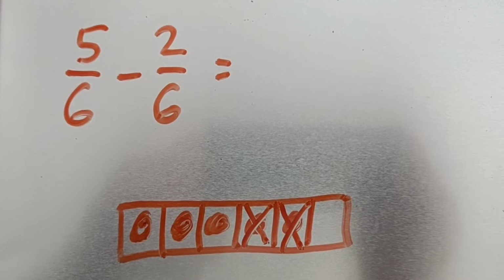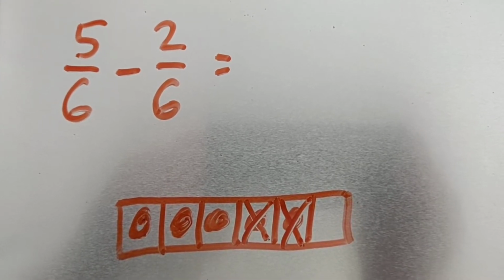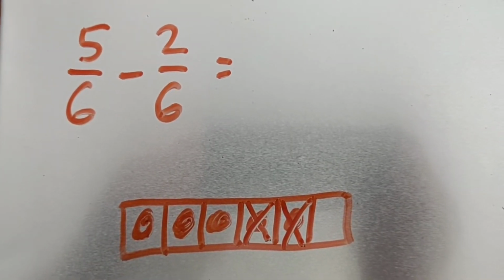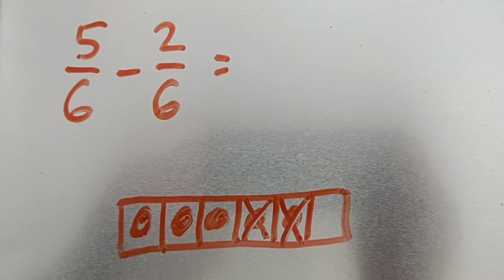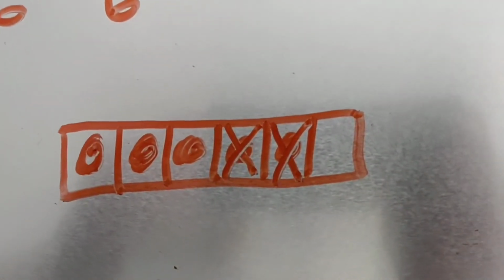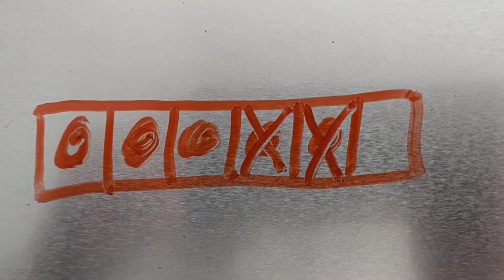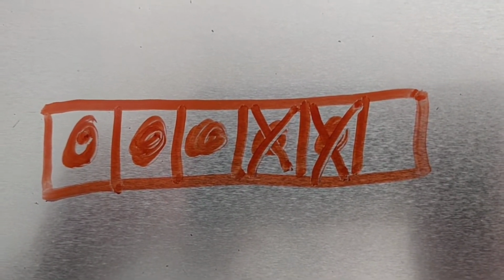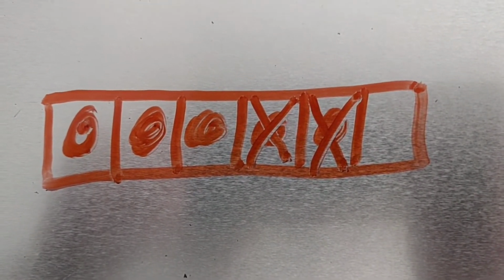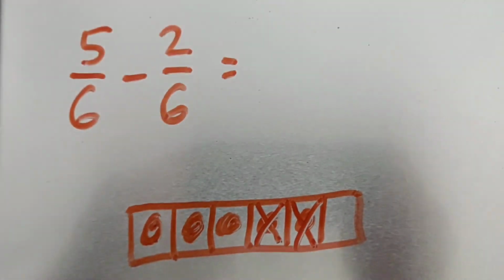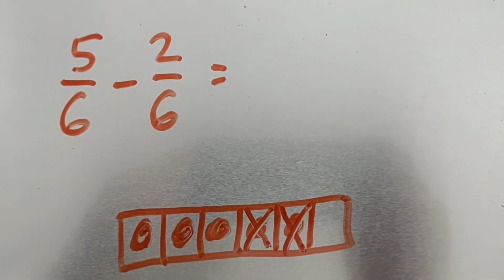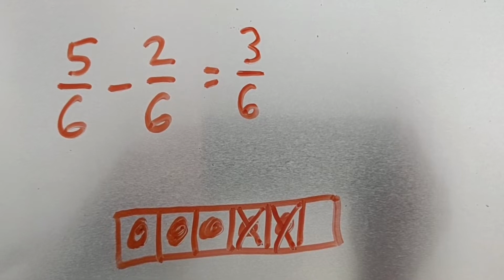Let's get in that habit right now when we're just subtracting fractions. So what's that leave us with? We had 5/6, we crossed out 2/6. Look at the model. How many sixths are left? How many parts are left? And if you said 3/6, you're correct. So 5/6 minus 2/6 equals 3/6.